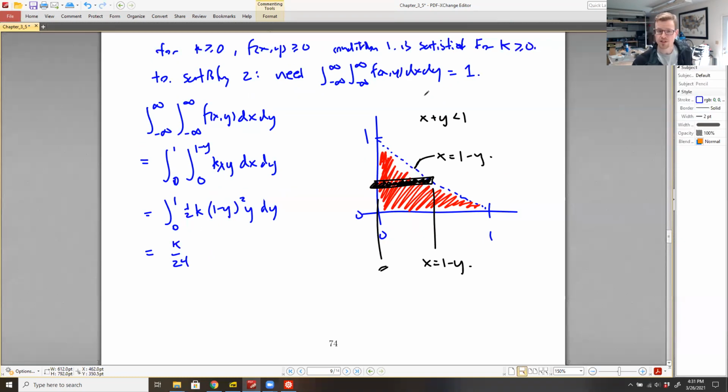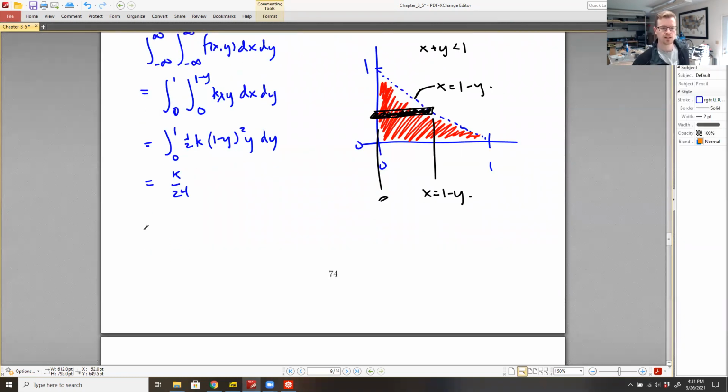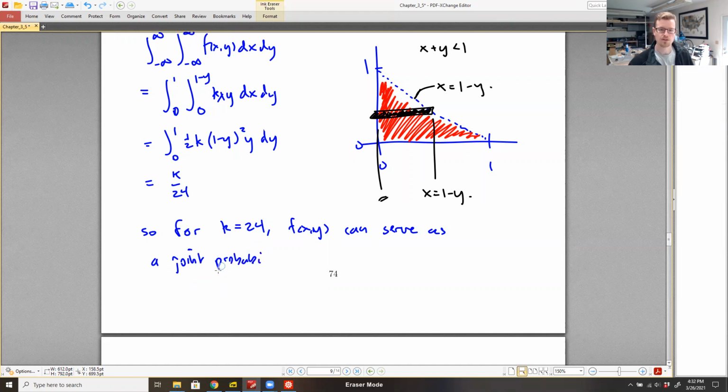But we need this integral to be equal to 1. So for k equal to 24, f(x,y) is, or can be, may serve as, it doesn't necessarily, we're not saying it is, it just can serve as a joint probability density function.